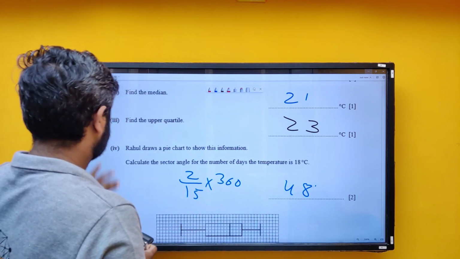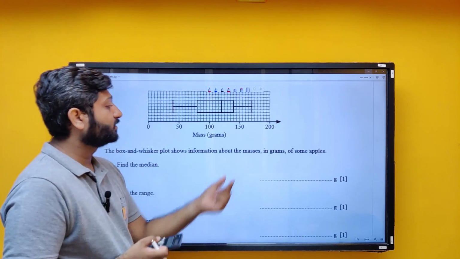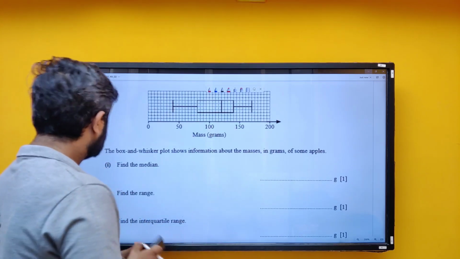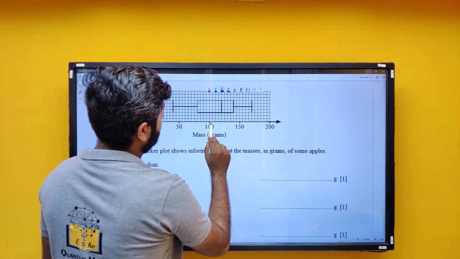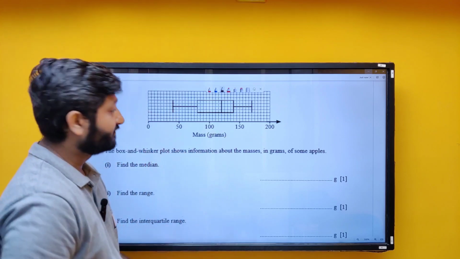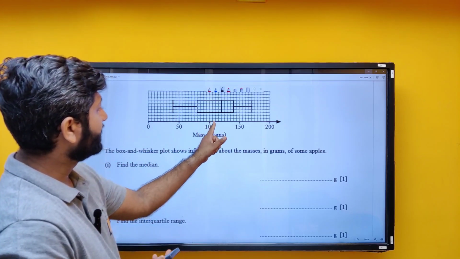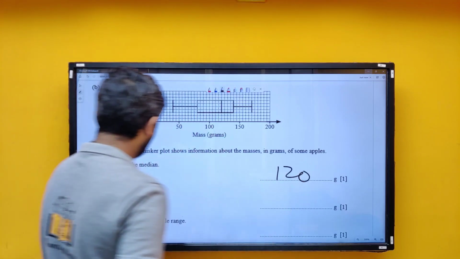Right. Next, the box and whisker plot shows information about the masses in grams of some apples. Find the median. I think this is the median. Each division is of 5, so 100, 105, 110, 115, 120. So the median is 120.